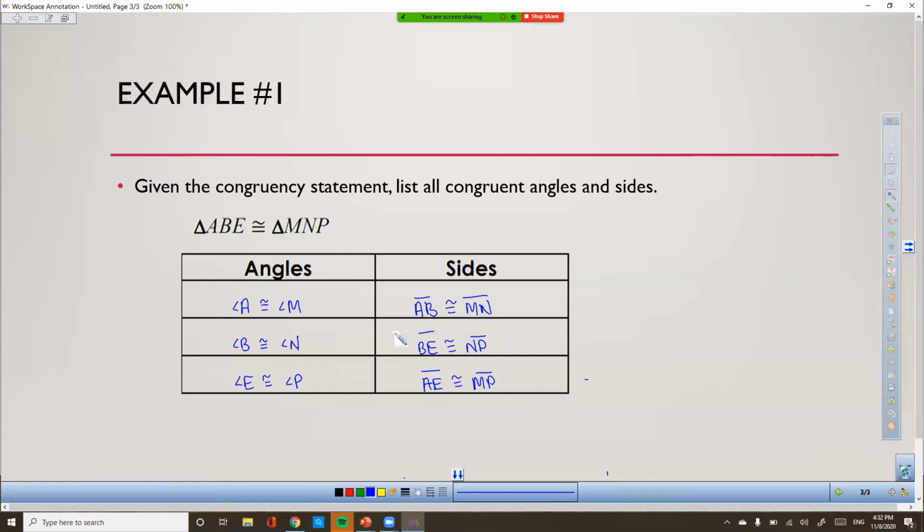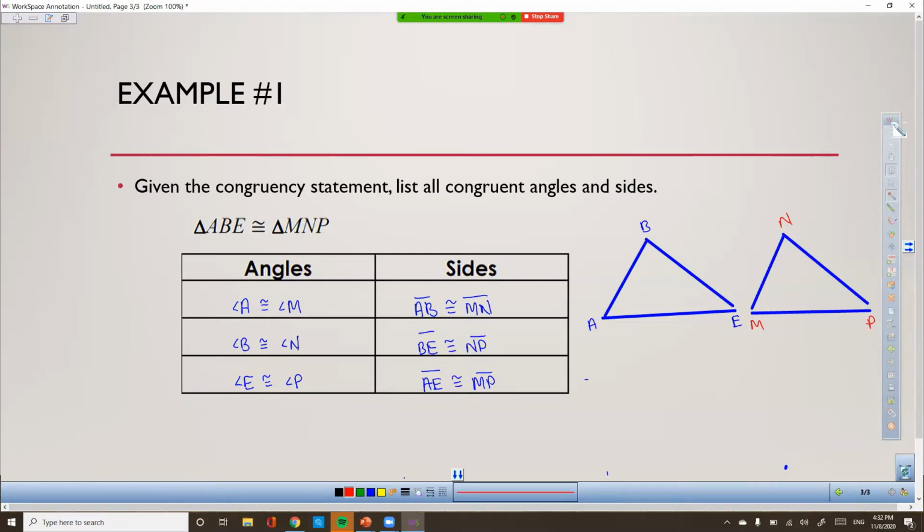Now, if they were to ask you to actually draw them, I'm going to go ahead and sketch out my 2 triangles. I'm going to assume they look something like this. I don't know how they look, but I just assume that they should look about exactly the same. And I'm going to go ahead and label this one A, B, E, and this one over here is going to be M, N, and P. So there's my 2 triangles, but they're telling me that they're congruent.